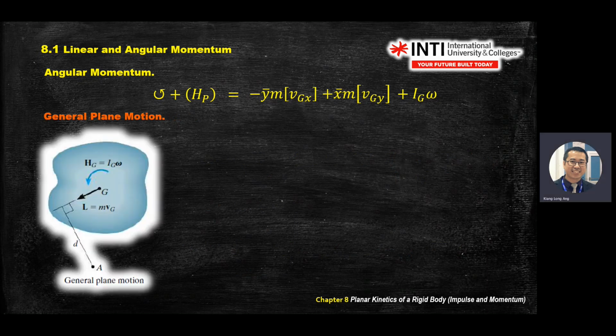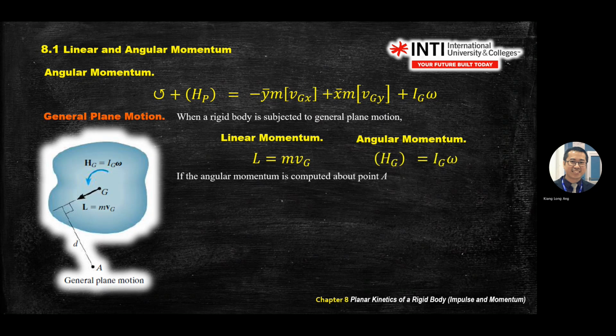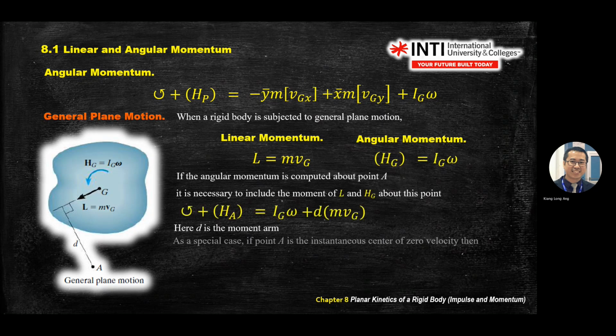General plane means you combine two. General plane means you move in translation plus rotation. Okay. Then you have this equation. All right. So again, linear momentum, you need to start calculating linear momentum first for a chapter 8 question. You need to calculate what is the linear momentum. You take the mass multiplied by the velocity at the center of gravity. If this one rotates in a circular motion, you always have a tangent direction. Or sometimes the question will straight away give you the velocity direction.